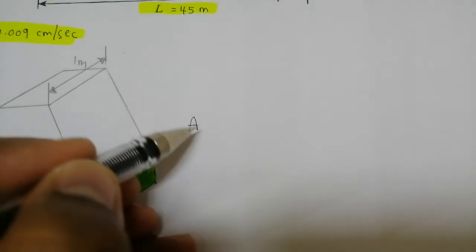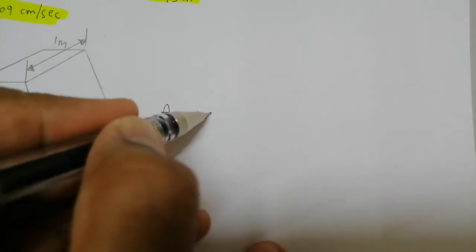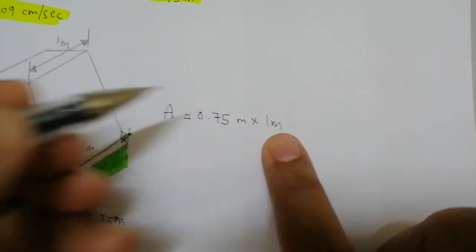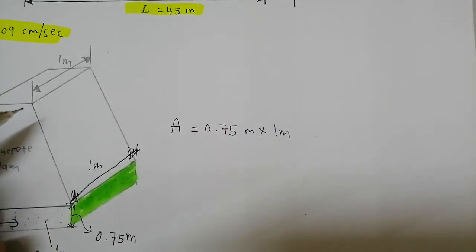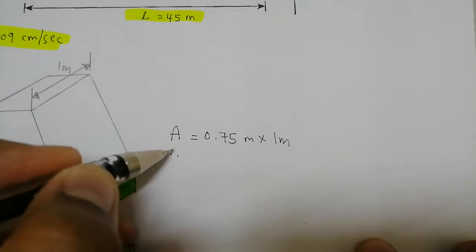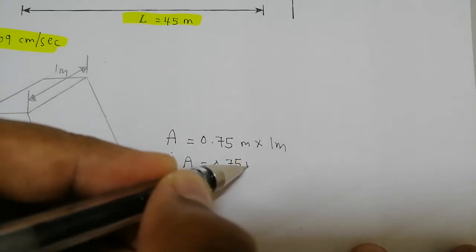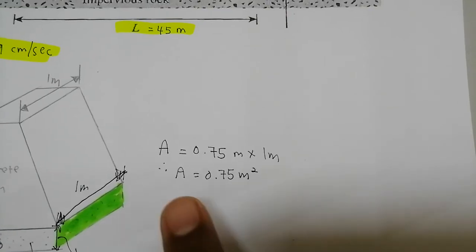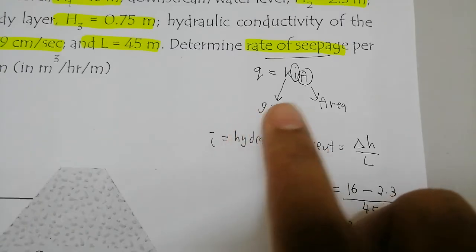So therefore A equals 0.75 meter times 1 meter, isn't it? 1 meter is this length going into the dam. So this is always 1 meter. Therefore our area is very simple, equals 0.75 meter square. All right, so we got A already, and we got I, and K is given.